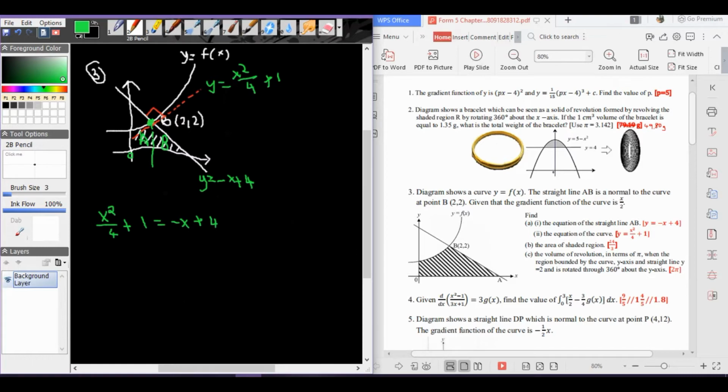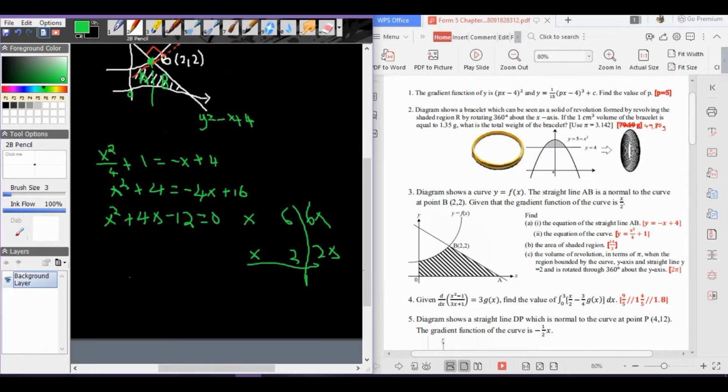So we substitute x squared over 4 plus 1 equals to negative x plus 4. Okay, we multiply by 4. So x squared plus 4 equals to negative 4x plus 16. Rearrange x squared plus 4x, 4 minus 16, we will have negative 12 equals to 0. Solve this. X, 12, 6 times 2.